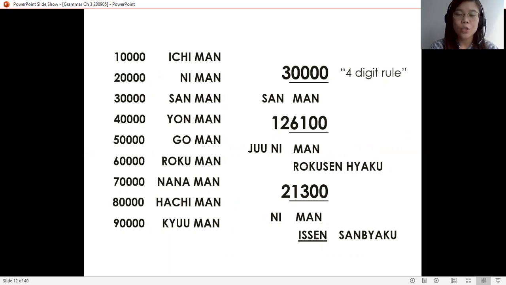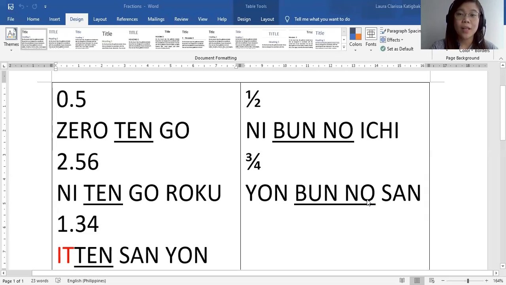Okay. So if you look at your textbook, you'll see that in the table showing the 10,000s, you also have some decimals and some fractions. So actually, decimals and fractions are not included in the JLPT N5. But just in case you need to know this for, let's say, work, for example, I'll touch on it briefly, just so you guys have an idea.